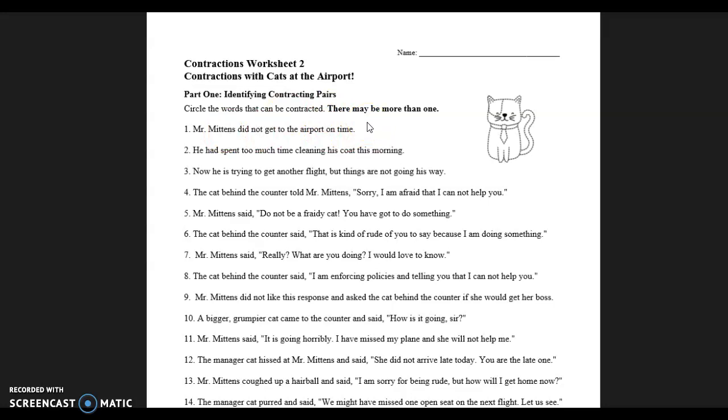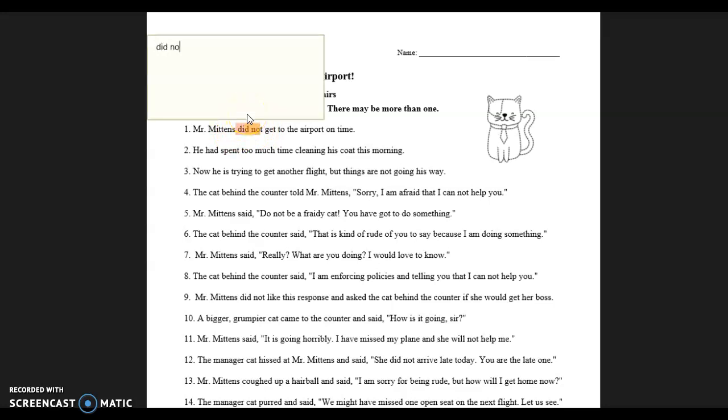Mr. Mittens did not get to the airport on time. We can do did not, right? Sorry, did not. Let me do it again. Okay, so did not can become didn't. Where do we put the apostrophe? Where we actually deleted. So if we deleted the O, we put the apostrophe in the O place. So that's why we put it here.